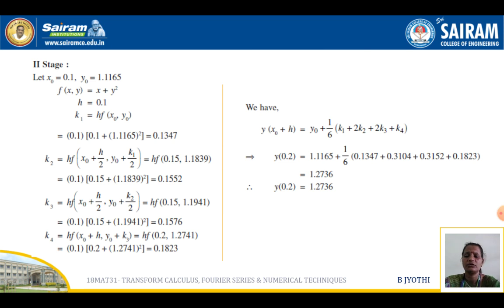So automatically all the values of k1, k2, etc. will be changed. So consider f(x,y) as x + y² with h equal to 0.1 again. So k1 is computed by using the formula. We get 0.1347.